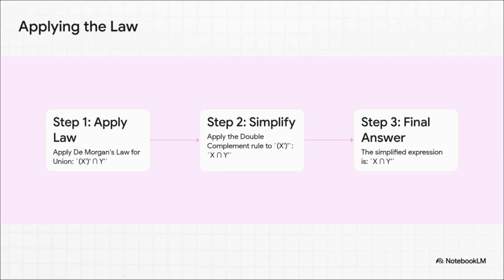That gives us X double prime intersected with Y prime. And right away, you should spot that double complement on the X. We know two nots cancel each other out, so that just becomes a plain old X. And there we have it, our much cleaner final answer, X intersect Y prime.